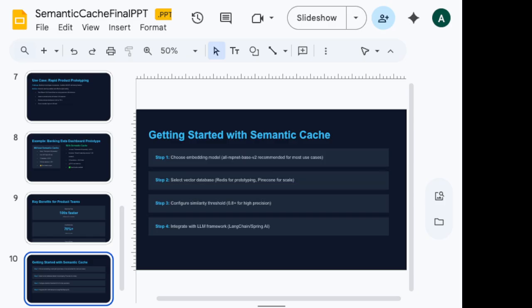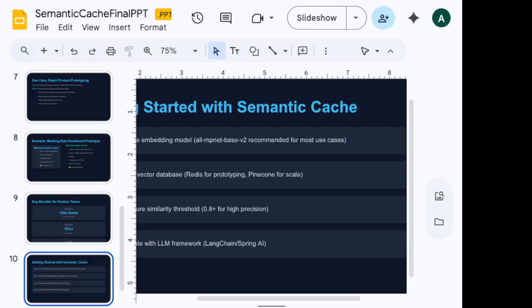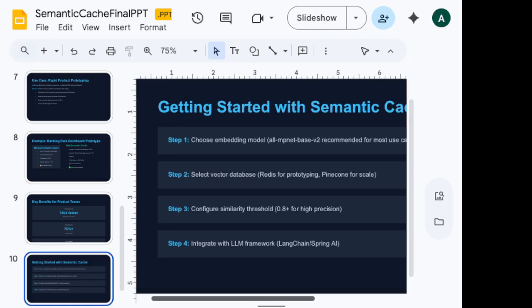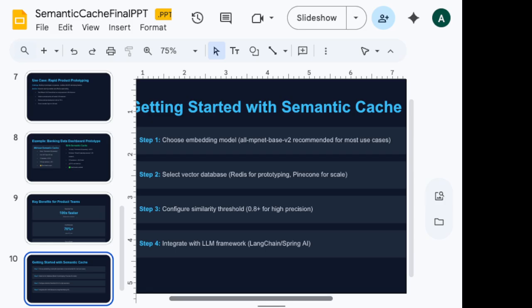So if we say how we need to use the semantic cache, these are the major points that we need to consider. First of all, we need to choose the embedding model that will create the semantic cache, or the embedding basically that we talked about, meaning representing data as numerical values. Mostly all-MPNet-base-v2 is recommended in most use cases, very easy to use locally. We use a vector database. Redis can be used for prototyping and Pinecone for scaling.